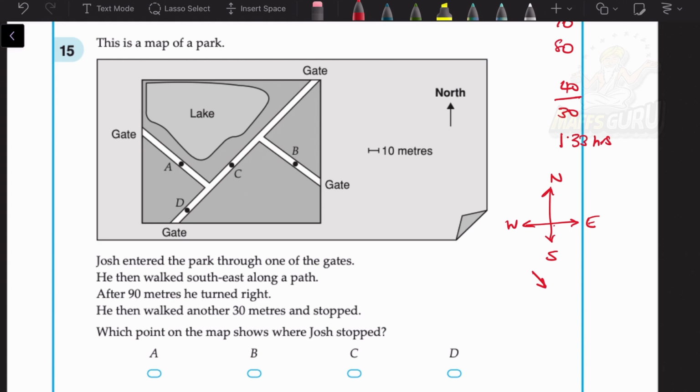So he's entered a gate here. He's gone south. What did he say there? South. East, yep, along the path. So he's there, and then he's turned right, which as far as I'm concerned would put him there at point D. Gee, what's that testing with maths? No idea.